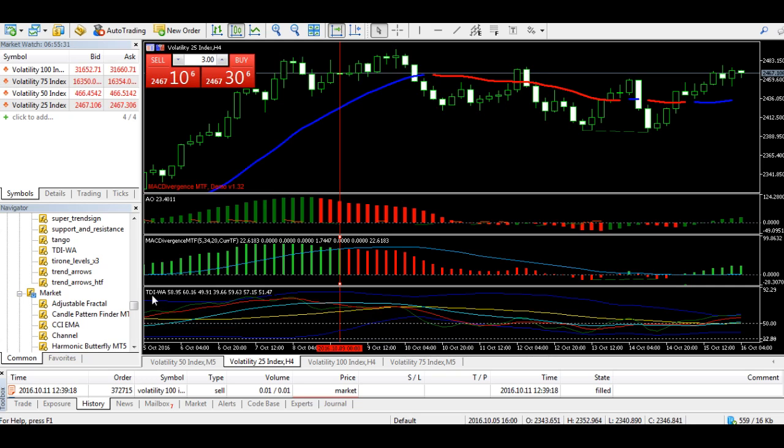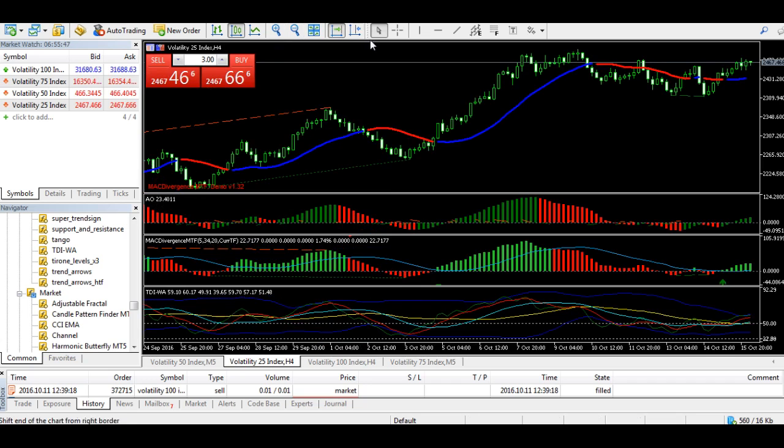I have TDI here, I have MACD divergence, and I have accelerator oscillator there. So those are some of the things I'm doing right now, and I believe over time I should be able to master it properly. And if you guys actually want any assistance from my side, I wouldn't mind. You can just comment below, and I'll try as much as possible to see how I can help you.